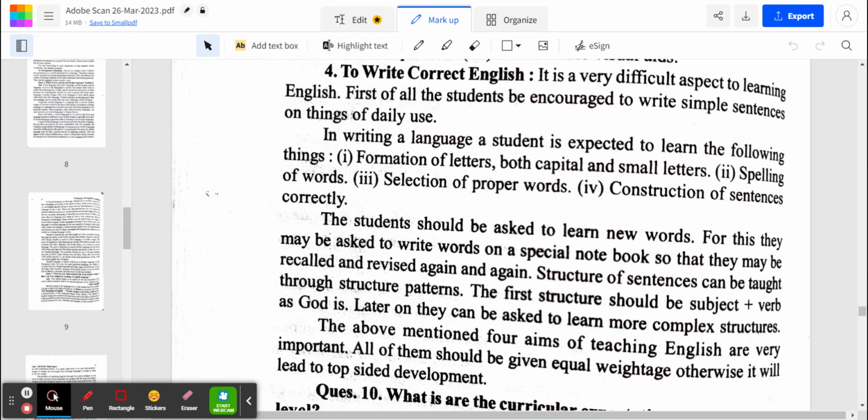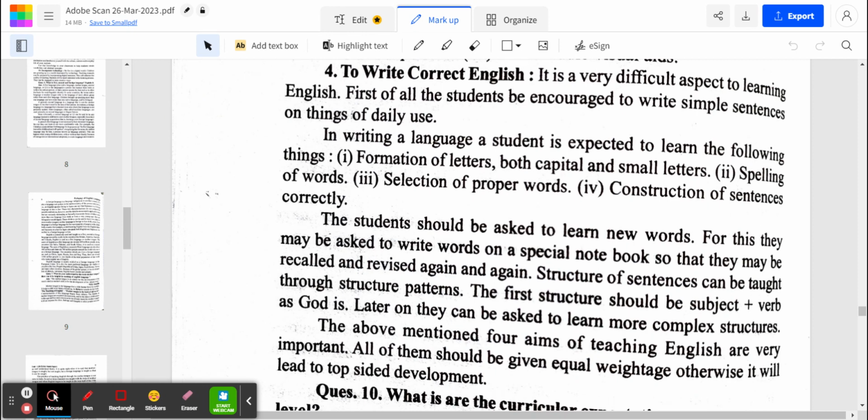The student should be asked to learn new words, and they may be asked to write words in a special notebook so that they can be recalled and revised again and again. Structure and sentences can be taught through structure patterns. The first structure should be subject plus verb plus object.